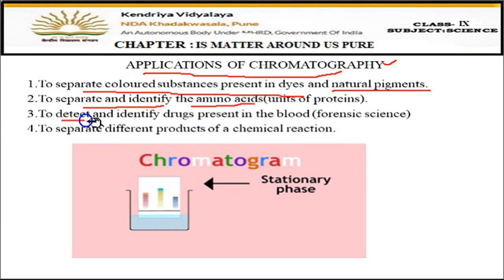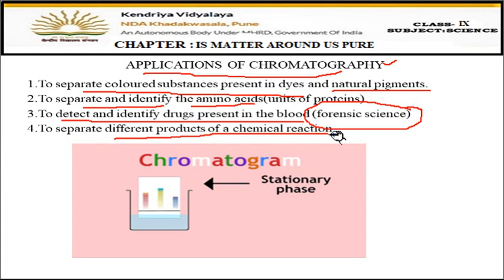Then it is used to identify and detect the drugs present in the blood. You can see how important this technique is, as it is used in forensic science to find out the criminals. Whatever drugs are present in the blood can be found with the help of chromatography. Then, to separate the different products of a chemical reaction, again this technique can be used.